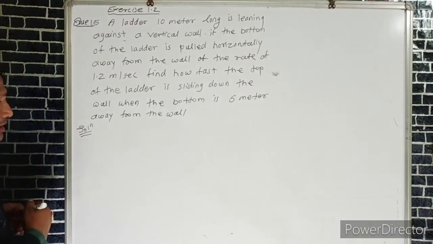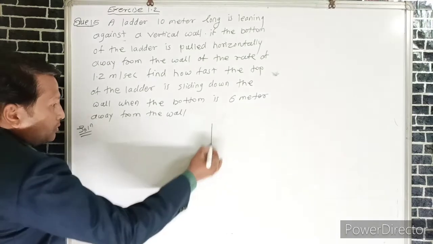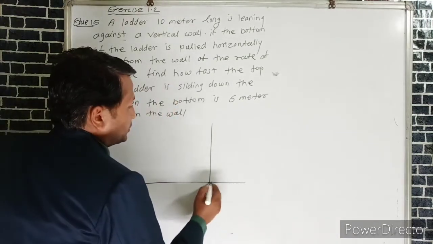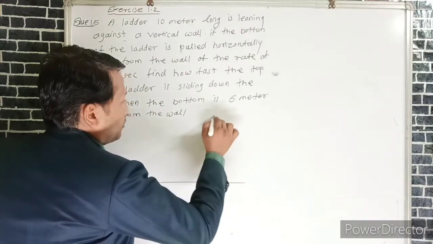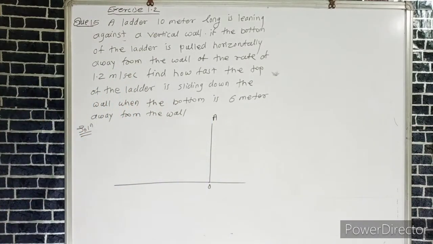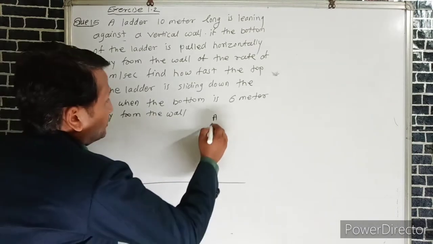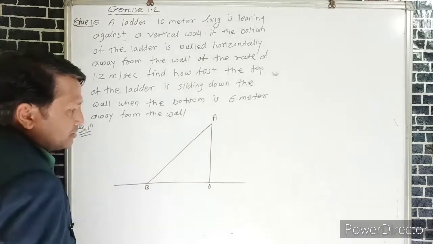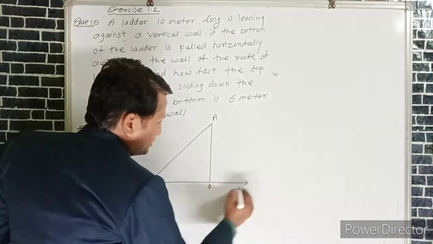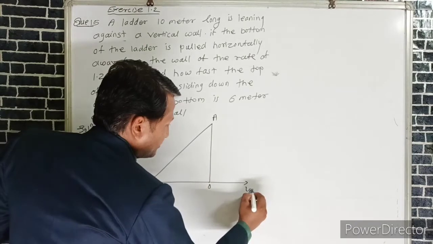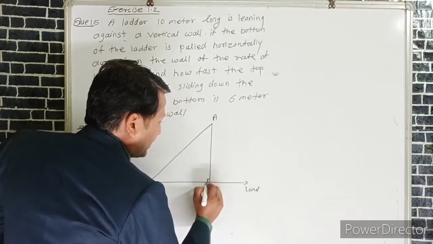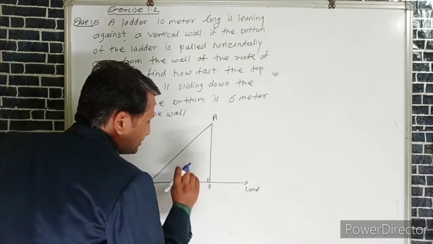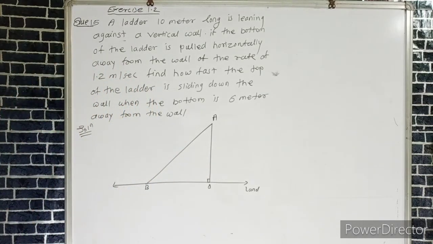So here we consider that it is a wall, which is distance OA. Again, this AB is a ladder. The wall is perpendicular to the land. Hence, here AOB is a right angle triangle.